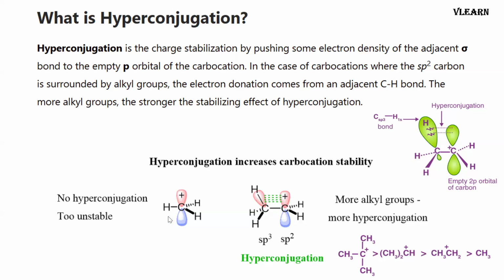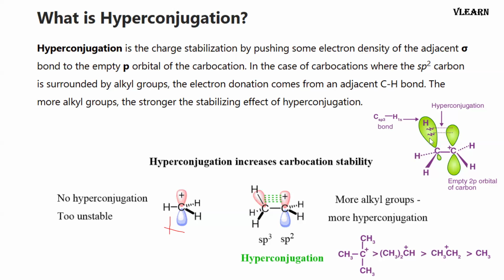Look at this. This is the methyl carbocation. We don't have any alkyl group adjacent to it, so no hyperconjugation effect is possible. This is a highly unstable carbocation. Whereas here we have one alkyl group. Adjacent to the carbocation we have a carbon-hydrogen bond, so from here electrons will be donated to the empty p orbital of the carbocation, thus stabilizing it. This donation of electrons from the adjacent carbon-hydrogen bond is called the hyperconjugation effect.